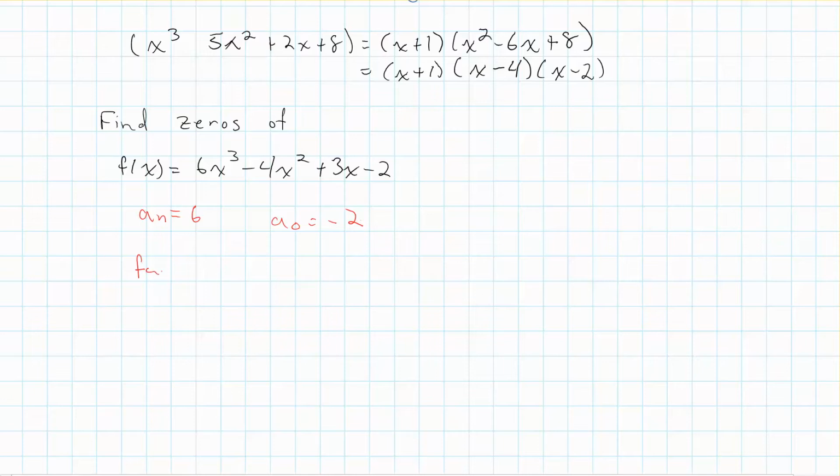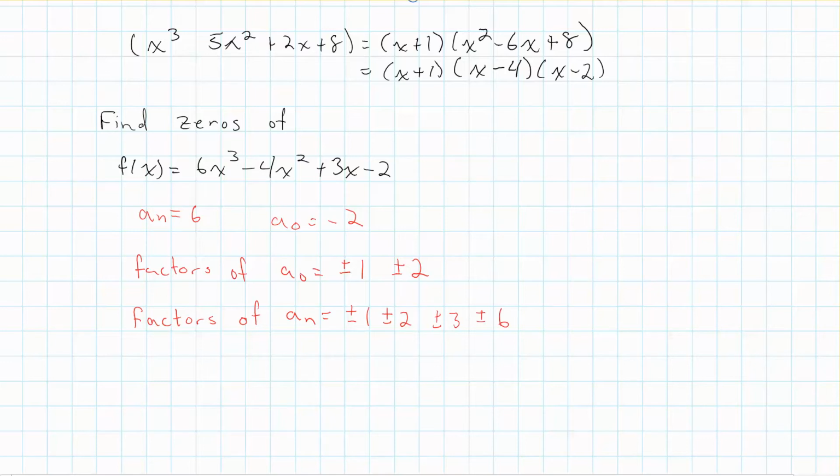So factors of A_0 would be plus or minus 1, plus or minus 2. And the factors of A_n would be plus or minus 1, plus or minus 2, plus or minus 3, plus or minus 6.